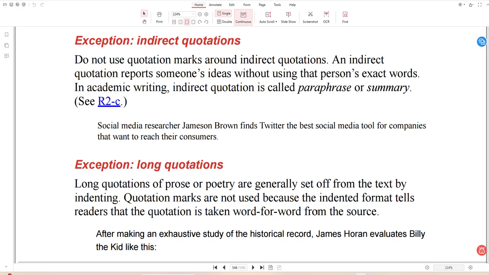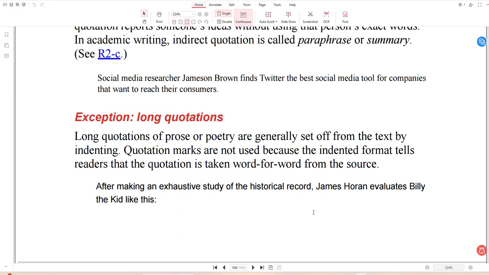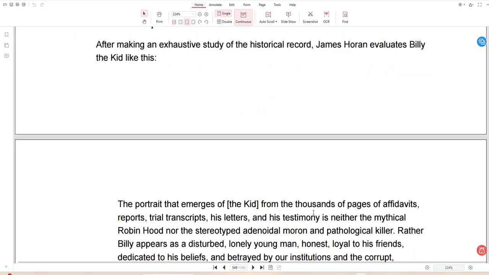Exception: long quotations. Long quotations of prose or poetry are generally set off from the text by indenting. Quotation marks are not used because the indented format tells readers that the quotation is taken word for word from the source. After making an exhaustive study of the historical record, James Horan evaluates Billy the Kid like this.